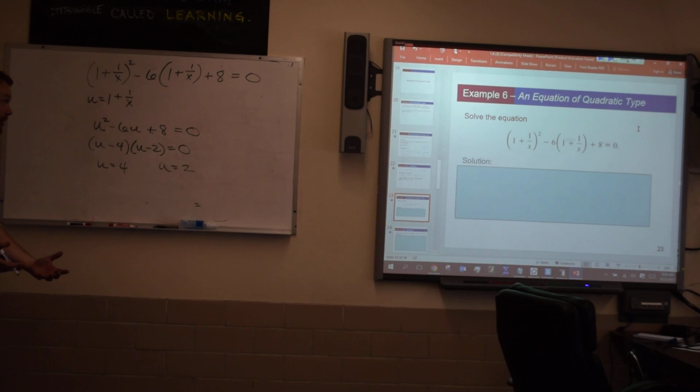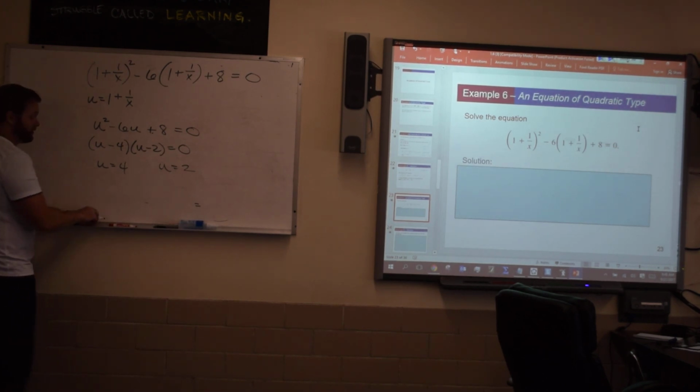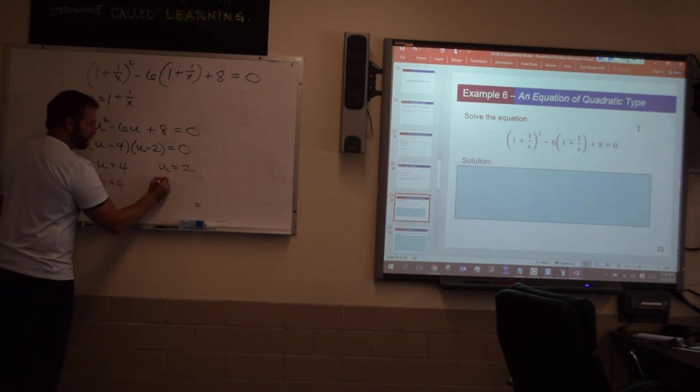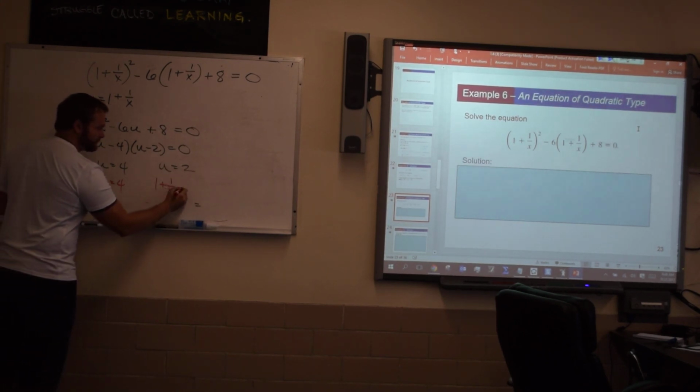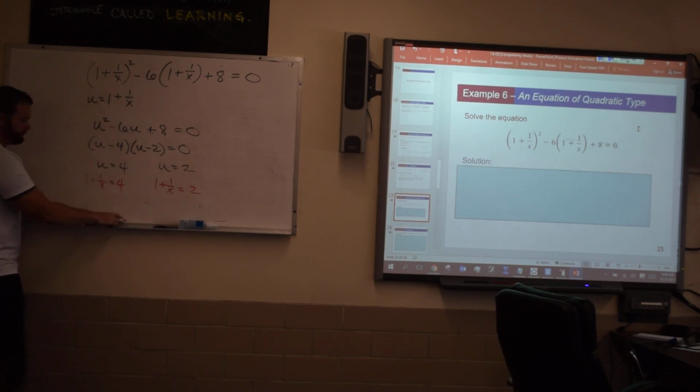The only thing you got to be cautious of is realize what you did at the beginning and how that impacts your results. You just solved for u. They want you to solve for x. So now I'll take that u and replace it: 1 plus 1 over x is equal to 4. And this 1 plus 1 over x is equal to 2. Subtract 1 from both sides, so we get 1 over x is equal to 3.